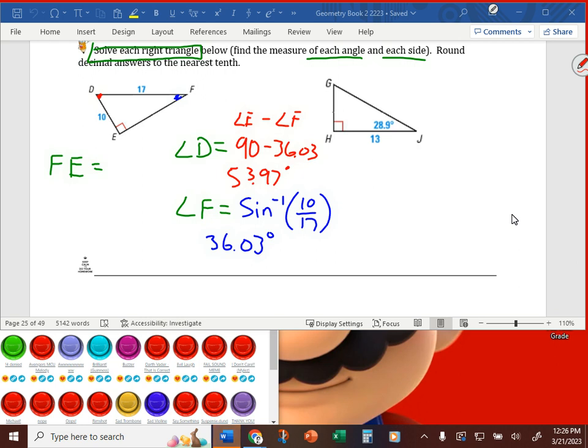53.97. There's also a harder way to do it. The other way would be using sine, cosine, tangent. You can use that a second time, inverse of. Or the harder way. And how are we getting side FE here? Kylie?